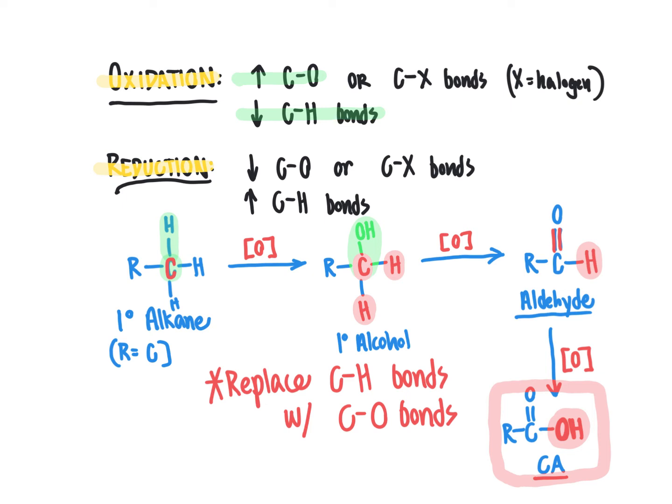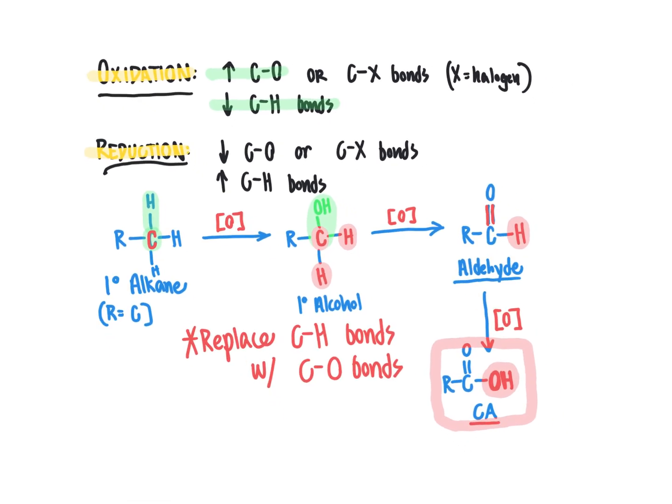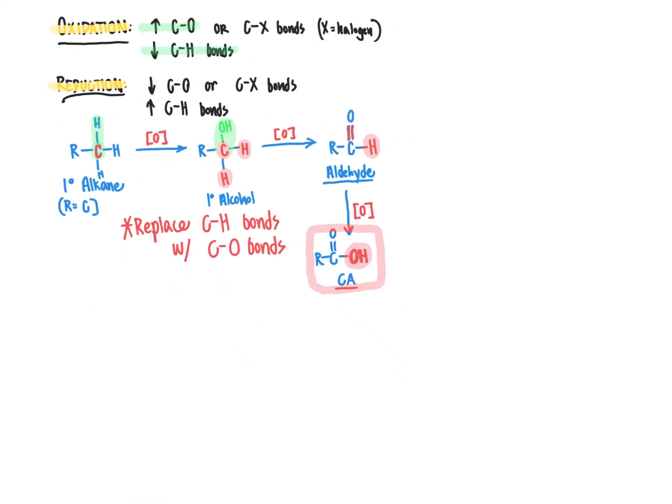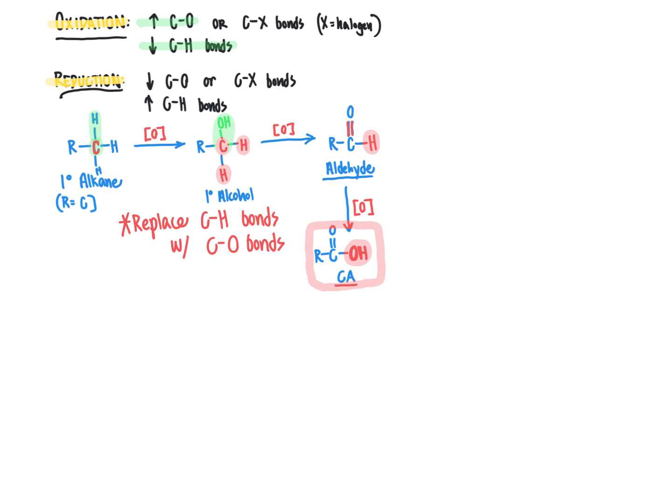Now this is the case that would happen if we started with a primary alkane, went to a primary alcohol, onto an aldehyde, onto a carboxylic acid, and so on. So what if instead of starting with a primary carbon, what if we started with a secondary carbon instead? How is that going to affect what we observe here?